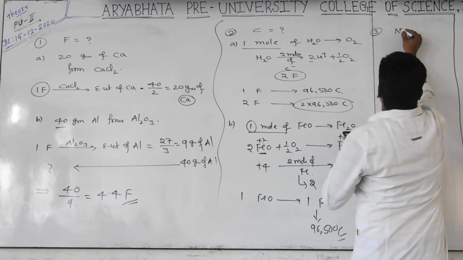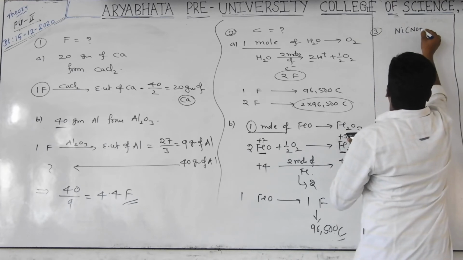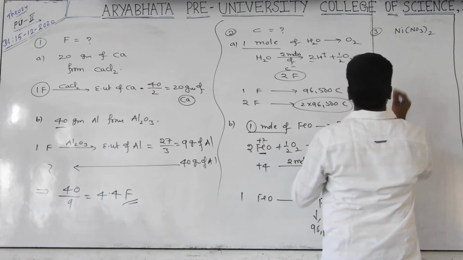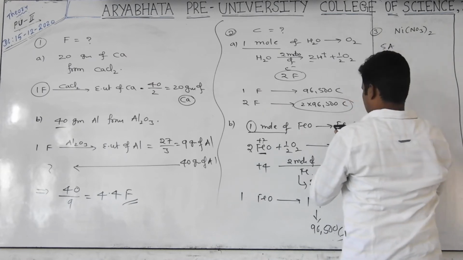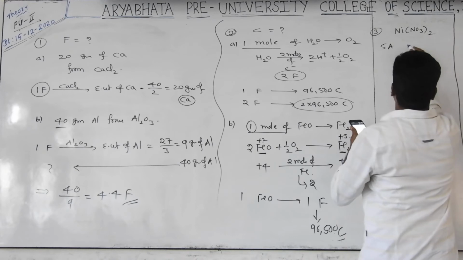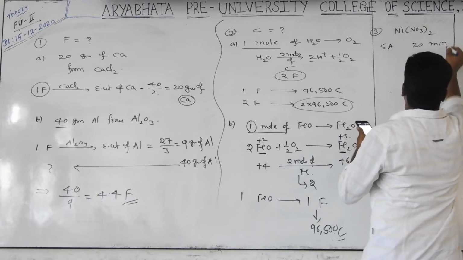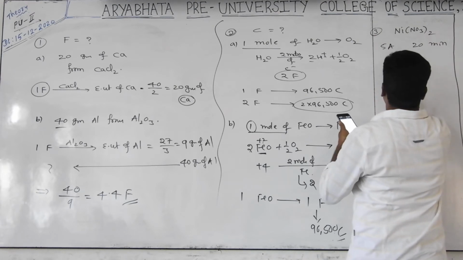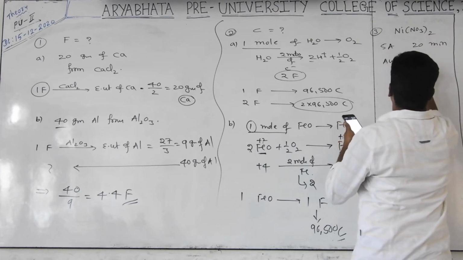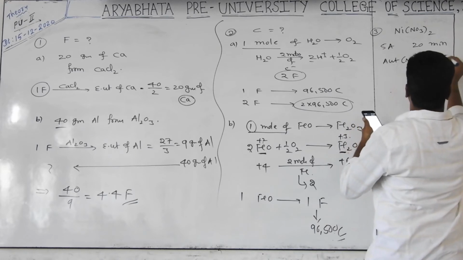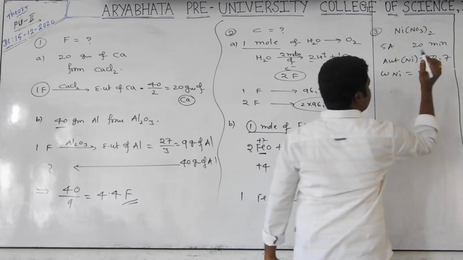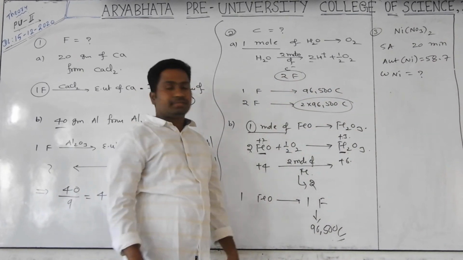You have a nickel nitrate solution, and he is sending a 5 ampere current for 20 minutes. And how much nickel will be deposited? The atomic weight of nickel is also given. The atomic weight of nickel is 58.7. What weight of nickel will undergo deposition?